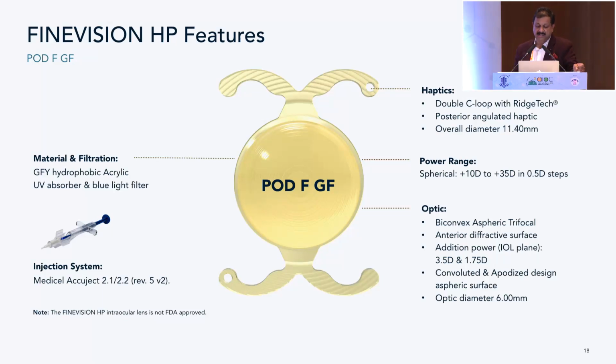lenses, with a very small experience of 2 months, 50 lenses that we had. The patients had good distance, intermediate and near, with hardly any photopic symptoms. So this is a 6 millimeter optic zone with 23 rings in the center.